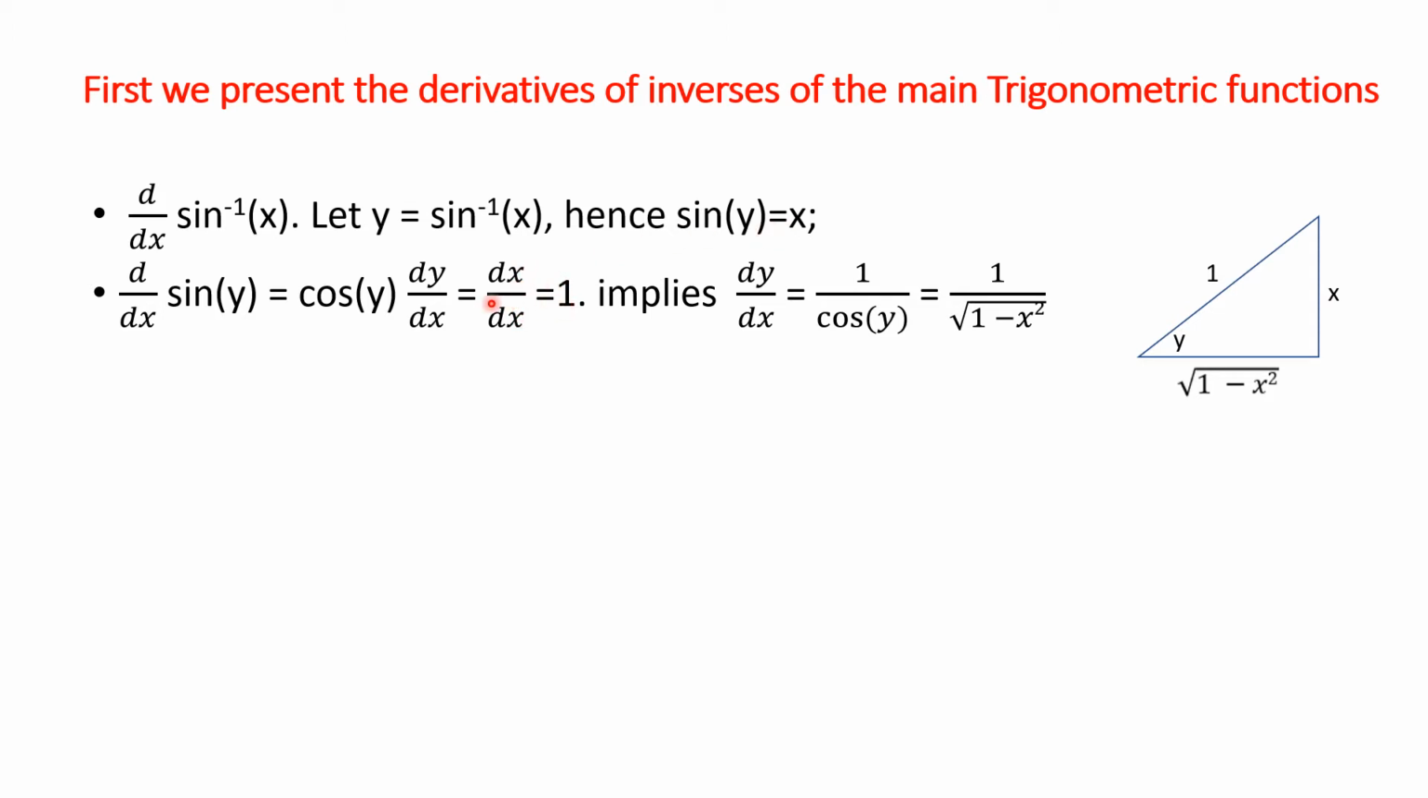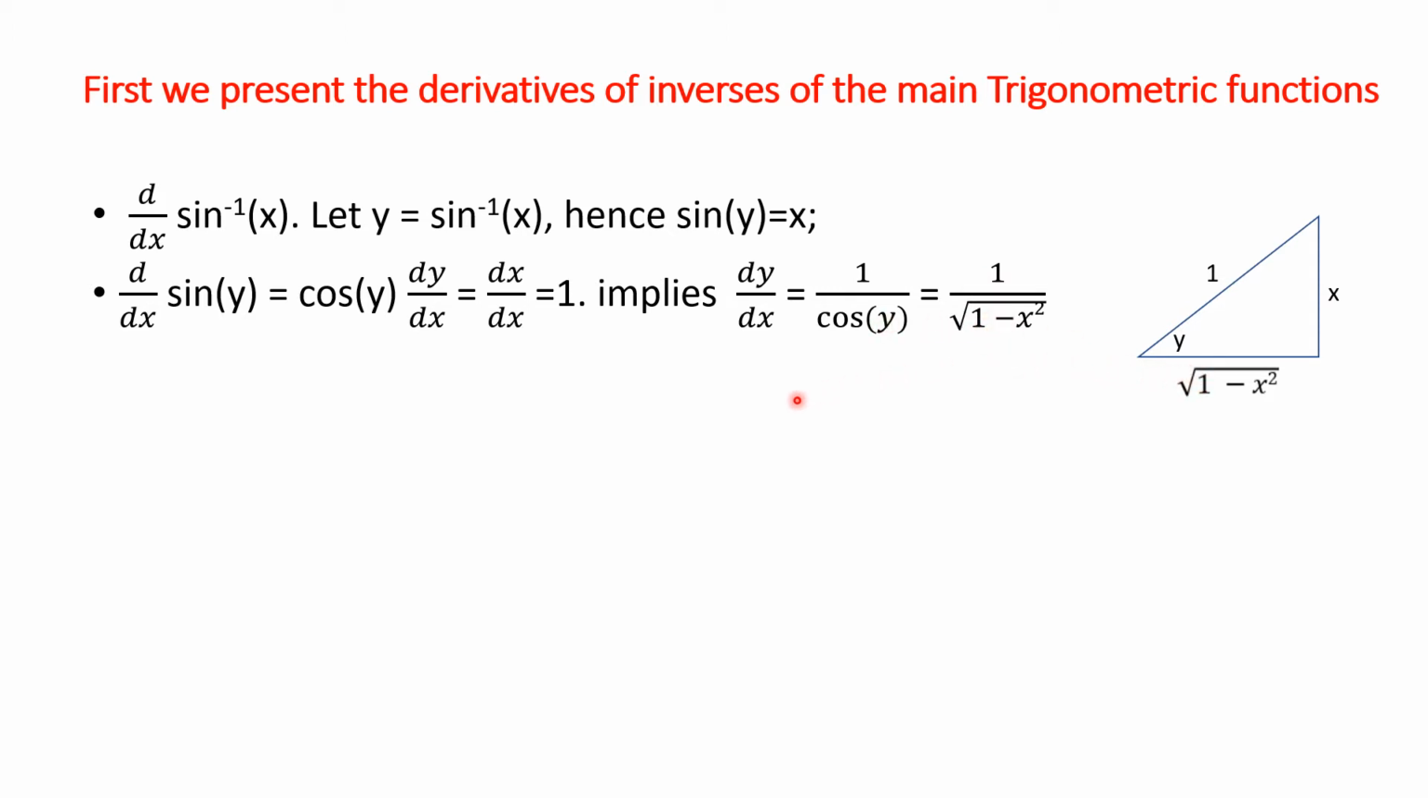Now all of this implies that the derivative dy by dx equals 1 over cosine of y, and we can get cosine of y from the triangle, which is equal to the square root of 1 minus x squared. Since cosine y is in the denominator, it will be 1 divided by cosine y. This is equivalent to cosine y from the triangle.